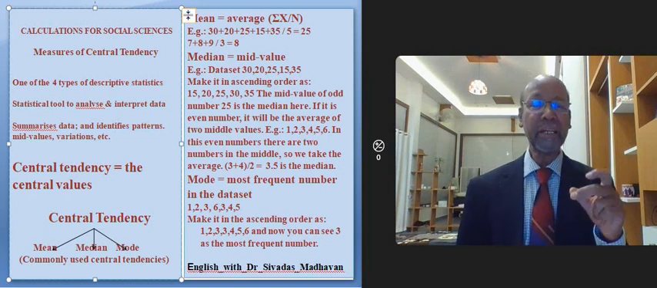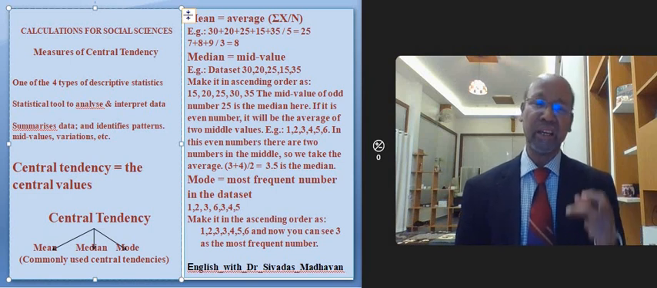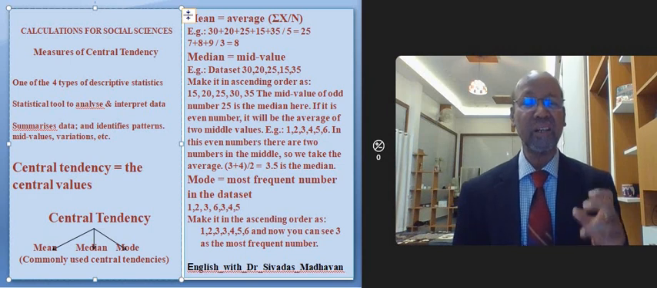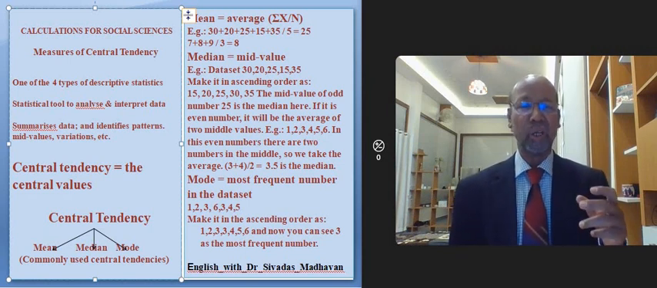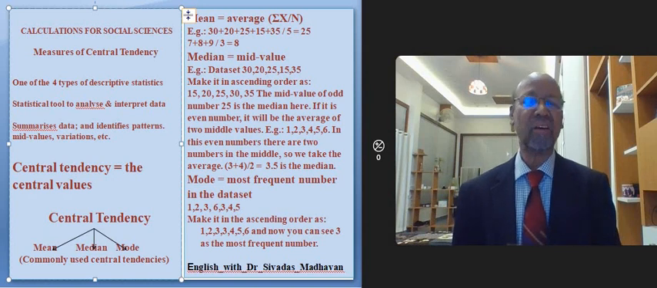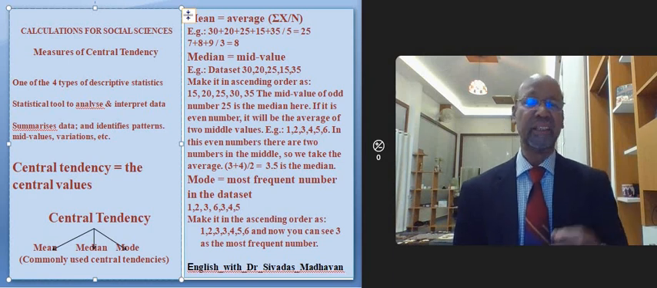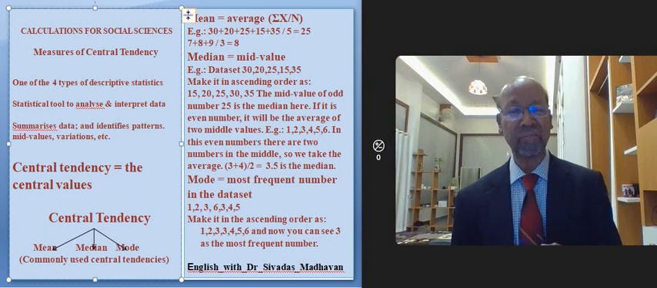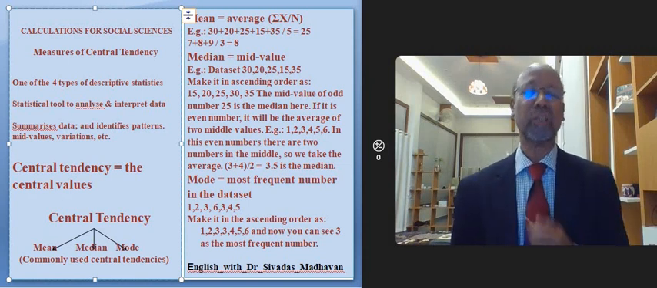So mean, median and mode, these 3 are the central tendencies in descriptive statistics. Without this, a researcher cannot conduct his research properly. To have the scientific base of the research, statistical calculation is very essential, and in statistical calculations, descriptive statistics will be very important, and out of that, the central tendency will be the most important one.